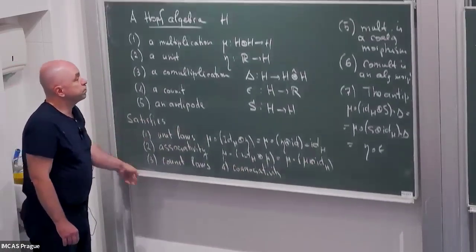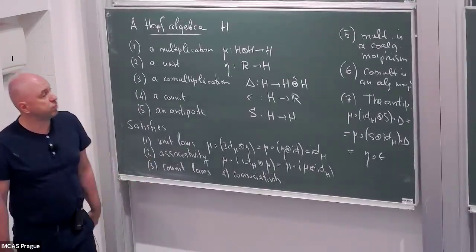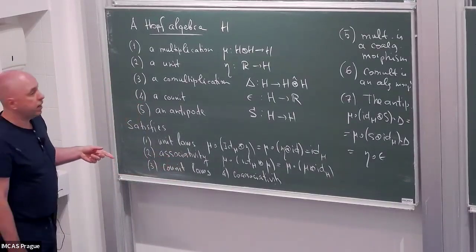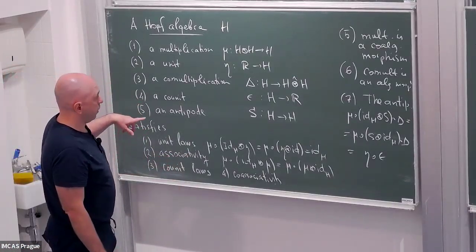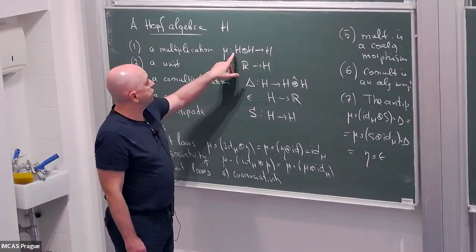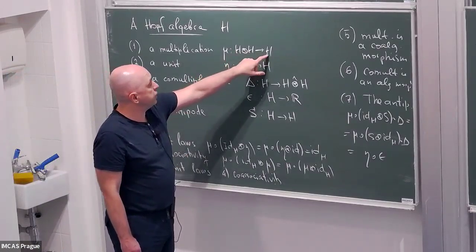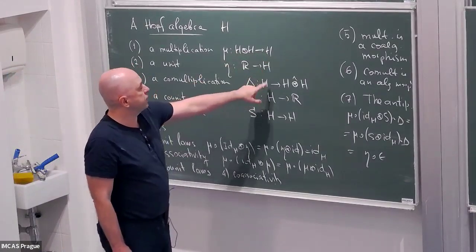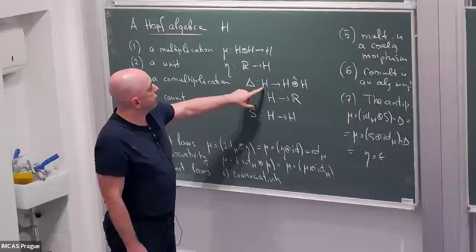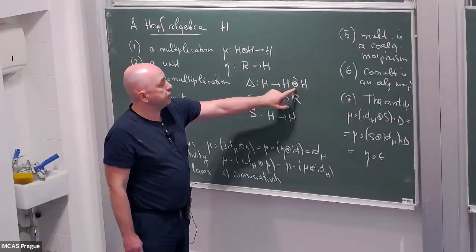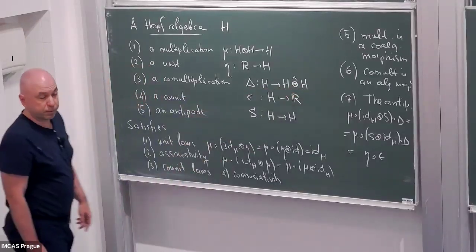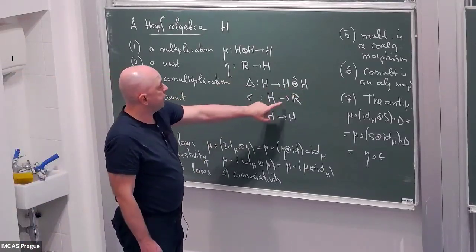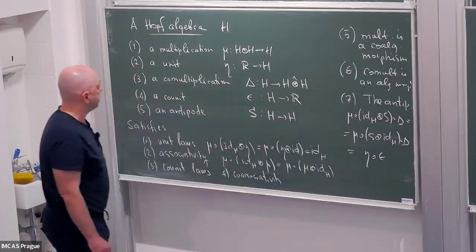But then there can also be some other structure. If you try to dualize the notion of an algebra, we come to the notion of a coalgebra. When the multiplication is a map from H tensor H to H, the comultiplication should be the dual map. So it's a map from H to H tensor H, which is probably also the completed tensor product. Then a counit is a map from H to R. Sometimes it's also called augmentation.